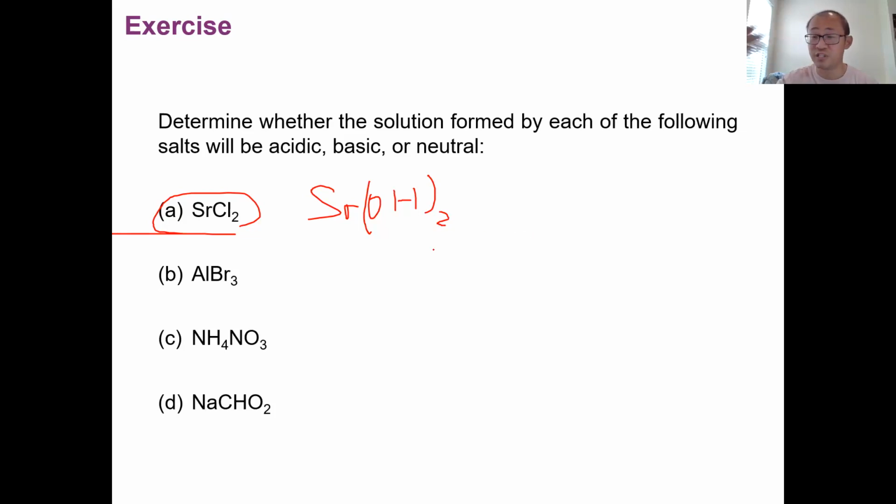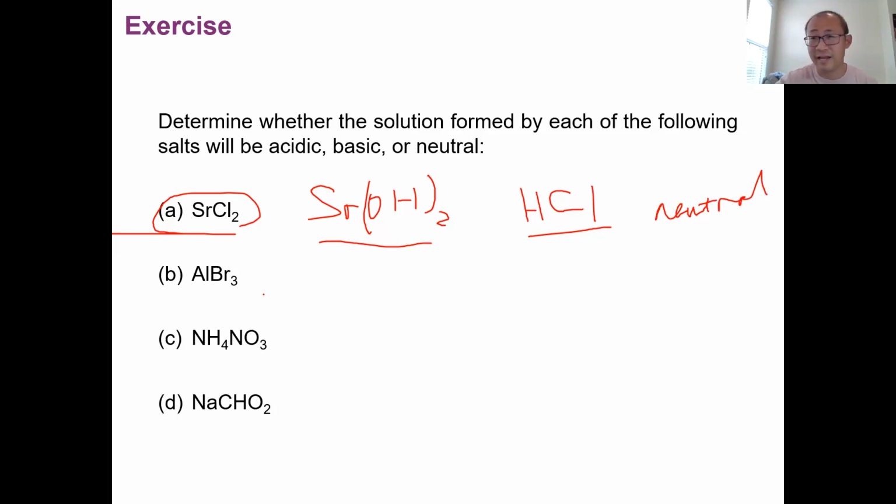Strontium has a charge of 2+, it's a group 2 element. And the negative ion is chloride. So you add a hydrogen to the Cl minus, you get HCl, which is a strong acid. Strontium hydroxide is a strong base, HCl is a strong acid. So strontium chloride is a salt from a strong base and a strong acid, so the salt is neutral. Again, this is how we decide.